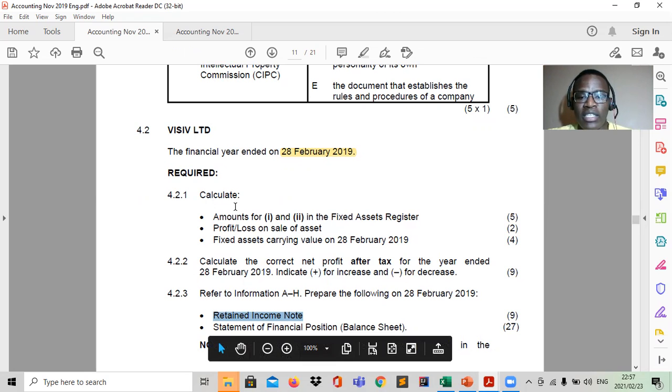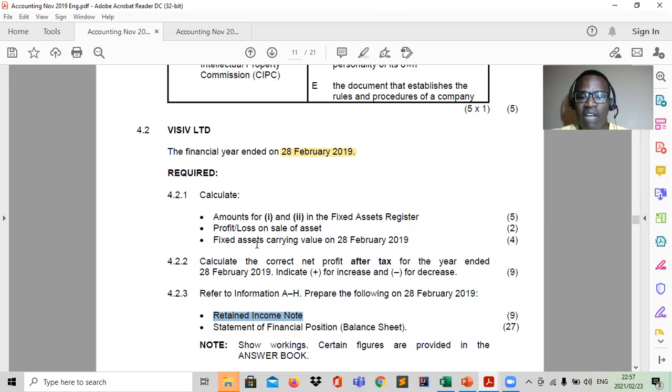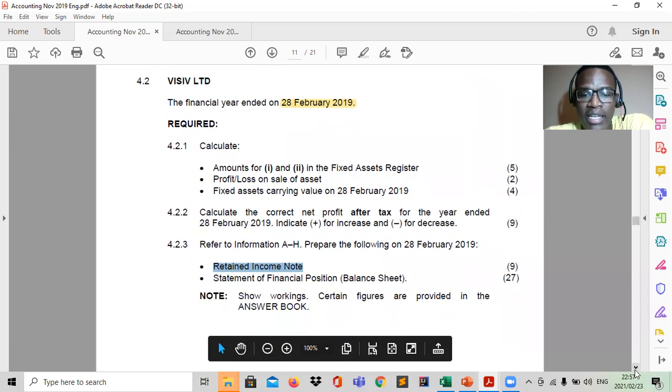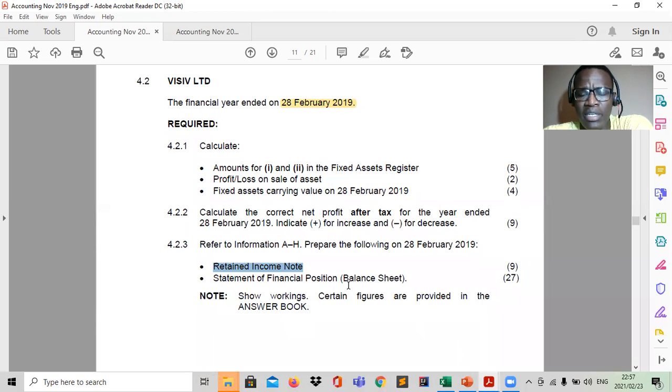Because 4.2.1 deals with the fixed asset register, and we haven't covered that. 4.2.2 deals with net profit after tax, and it involves adjustments. We've not covered that. We're going to cover that in chapters to come. But so far, we've learned about the retained income note and also the statement of financial position. But on the statement of financial position, we have learned more on the owner's equity and liability section. So that's going to be our only focus for the purpose of this lecture, right?